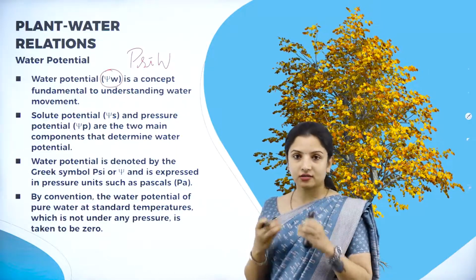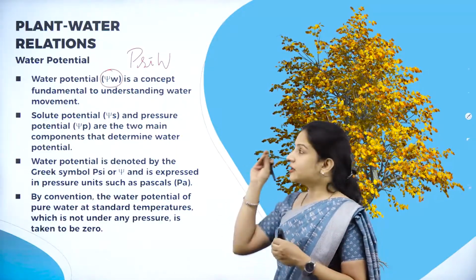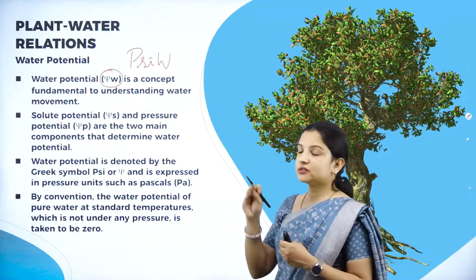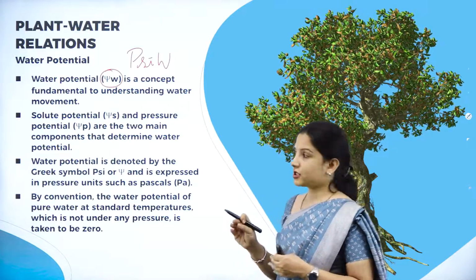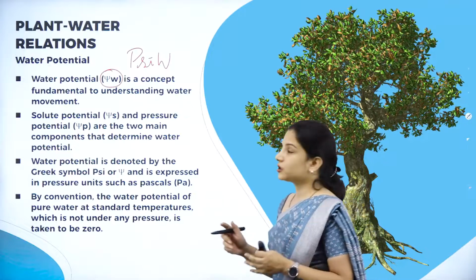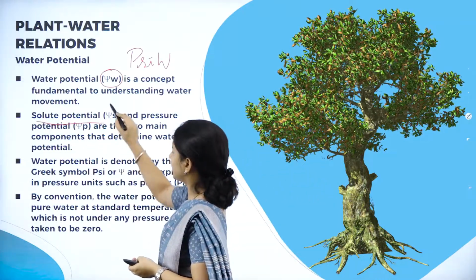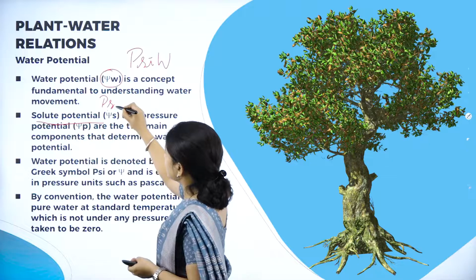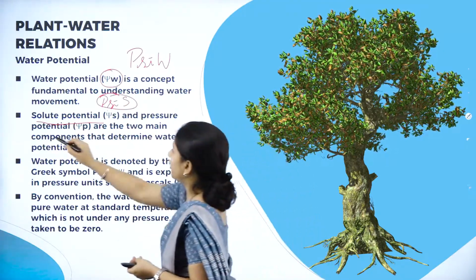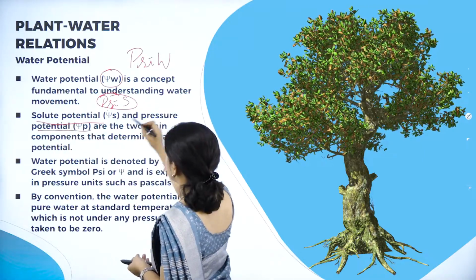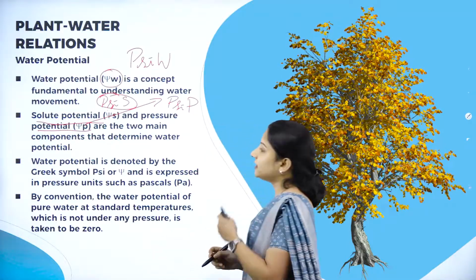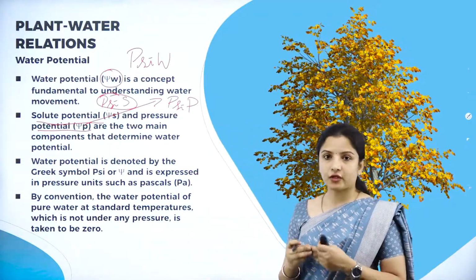Why we need to understand this concept of water potential is because the movement of water in a plant from the roots to other parts depends completely on the water potential. So apart from having water potential, there is also something called the solute potential, which is represented by psi S, and there is also a term called the pressure potential, which is represented by psi P. And these are the two main components of the water potential.